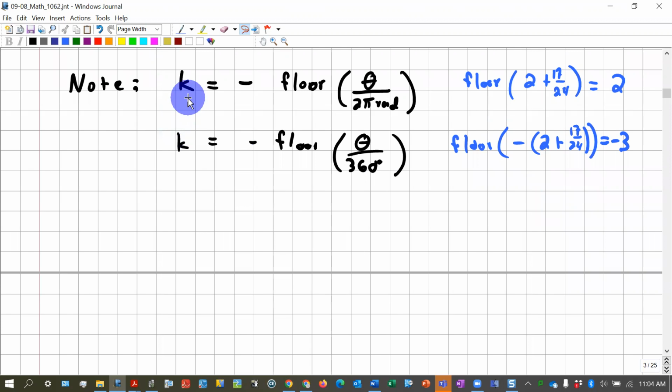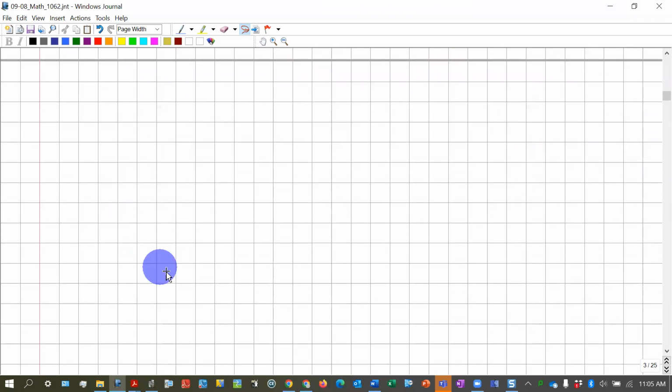So in the first example, we had to add negative 2 groups of 360. So in other words, we had to subtract 2 groups of 2 pi. And in the second time, we had to actually add 3 groups of 2 pi. Well, the opposite of a negative number is positive. So does that help? Yep. Okay. What other questions do folks have?